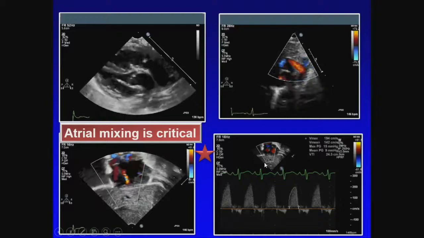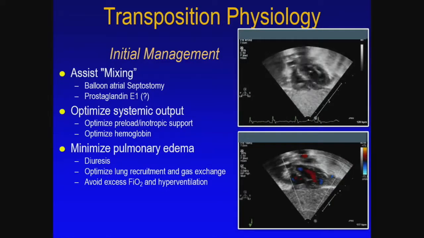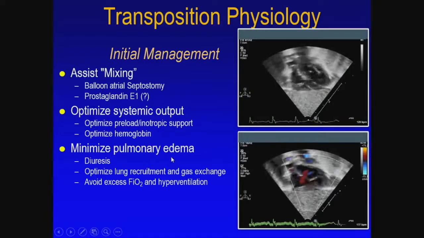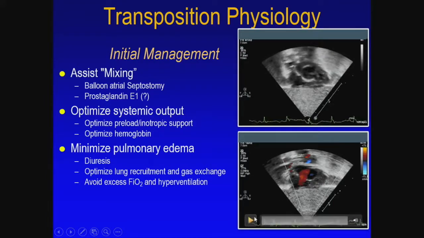In fact, you can stop the prostaglandin in many cases once you establish atrial mixing. What do you do? Balloon atrial septostomy is the method of choice, the treatment of choice. You can give prostaglandin in between, but you are not going to establish atrial mixing. So atrial septostomy optimizes systemic output, minimizes pulmonary edema, and establishes a good amount of pulmonary blood flow.